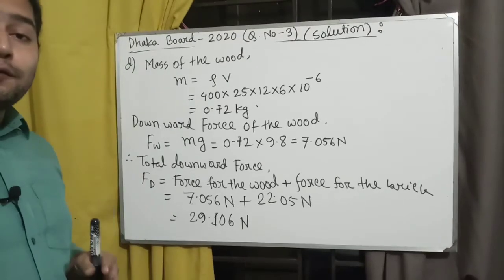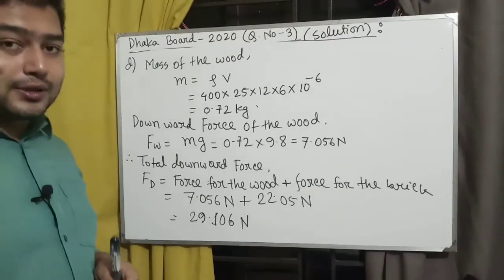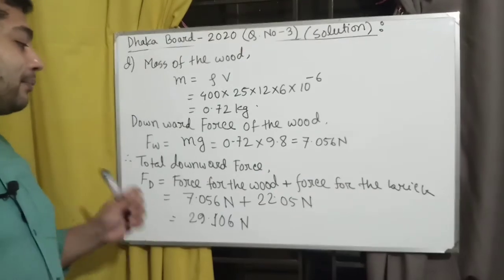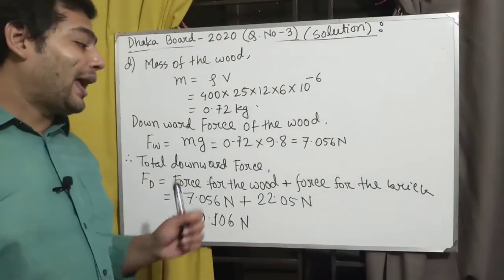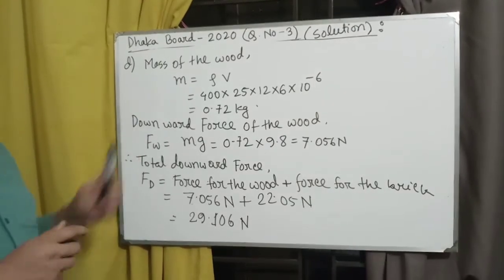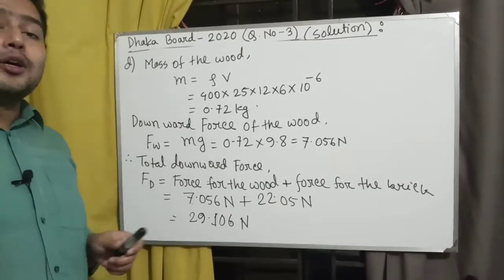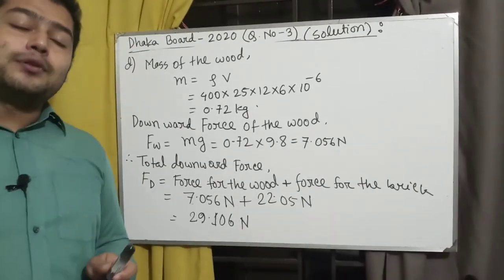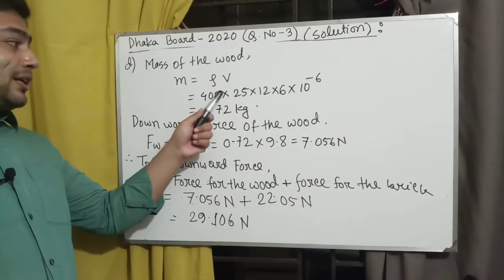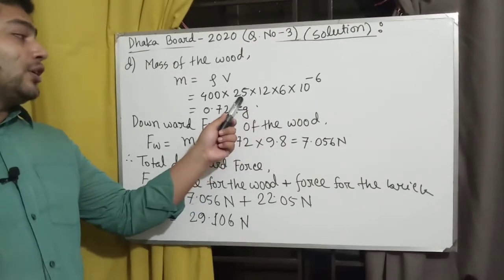For calculating this, first of all we need to determine the downward force. Here downward force is given by the piece of wood and the brick. Here the mass of wood M equal to rho into V. Here rho is for the density of wood. Given that density of wood is 400, and the same size as the brick, 25 centimeter.